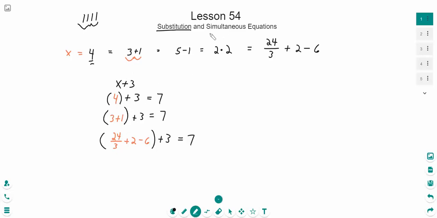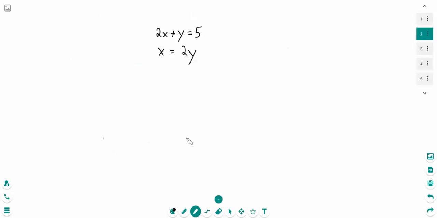So now let's move on to simultaneous equations and start talking about those. Here we have two equations.